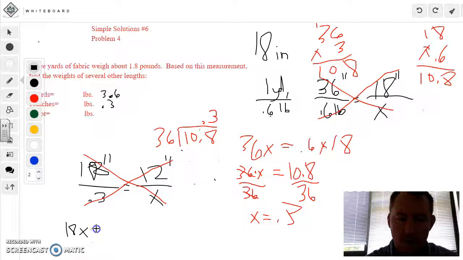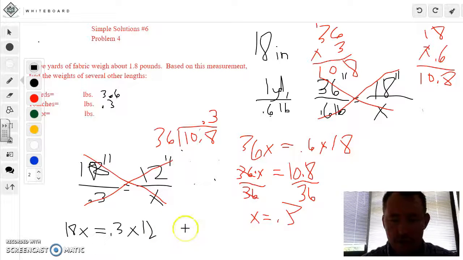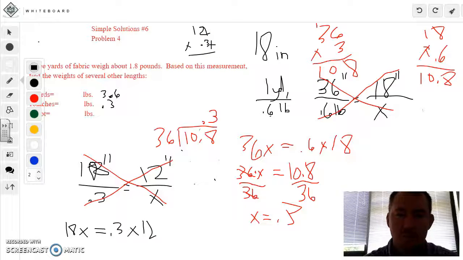18x equals 3/10 times 12. Okay, 12. Just for time's sake, well, I think maybe I have time here. Let's do the 12. Do my multiplication. This computer is being slow with me. Times 3/10. Okay, 12 times 3, and then we'll move the decimal.